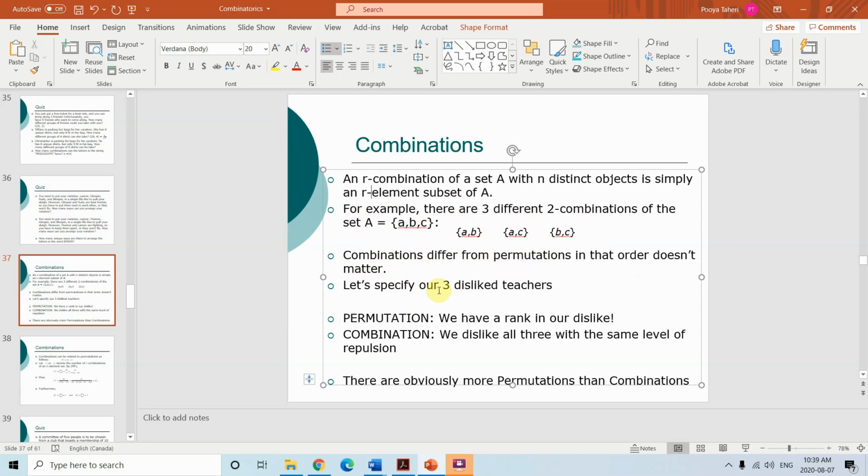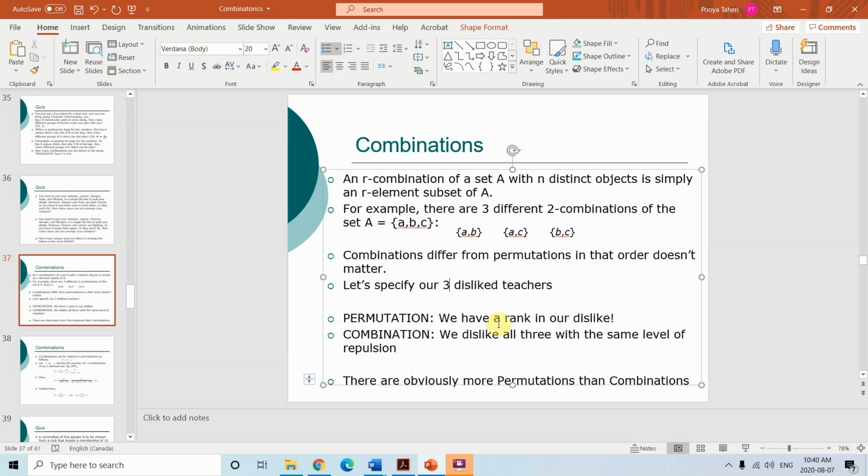So let's say at VCC you have 5 different teachers or 10 different teachers, and you want to specify your 3 disliked teachers, the worst teachers, or the best teachers. And the order doesn't matter. Then this is going to be a combination problem of choosing 3 out of the 10 teachers that you have.